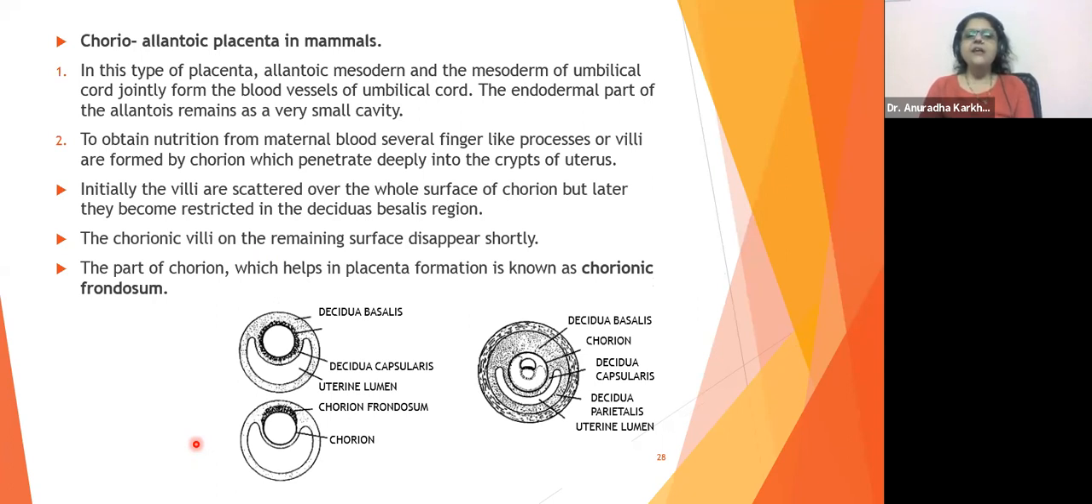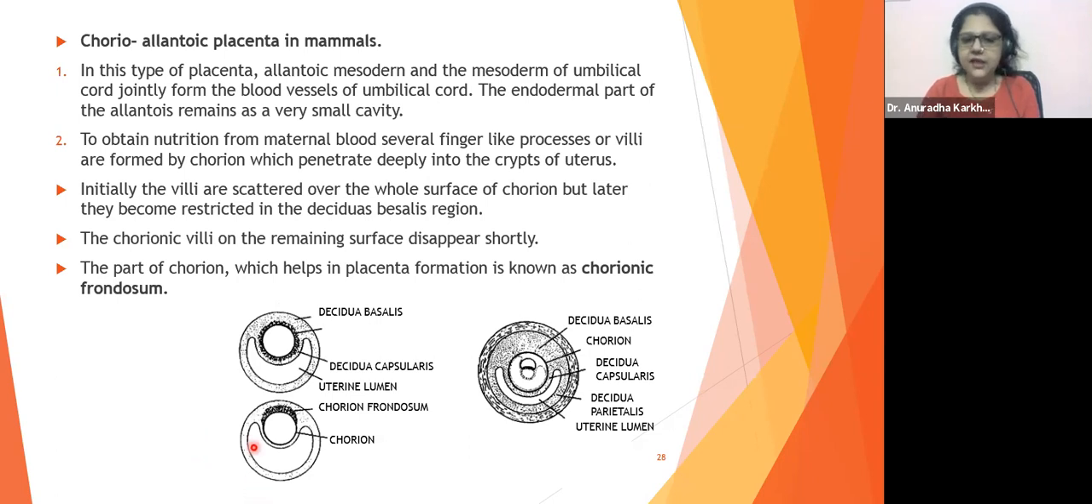Initially, the villi are secreted over the whole surface of the chorion, but later they become restricted in the decidua basalis region. Decidua basalis means the region which is going to be connected with the placenta, right? Correct? That is called decidua basalis. The chorionic villi on the remaining surface disappear shortly. The part of chorion which helps in placenta formation is called chorion frondosum.